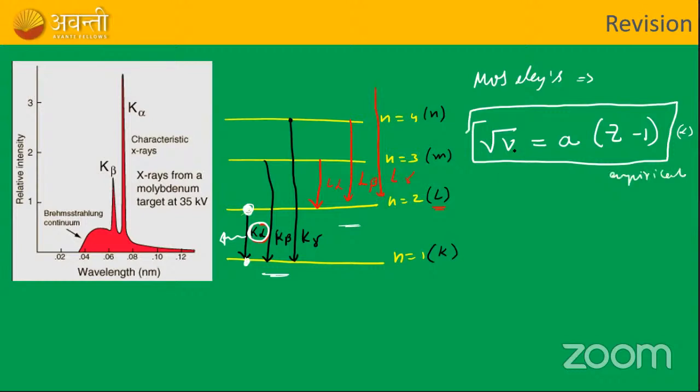According to this formula, let me explain what it tells us. It tells us that the frequency of this photon, under root, is proportional to constant a into Z. Can anyone of you tell me what Z is from the last class, if you remember? Do you remember, Radhika? What is Z?